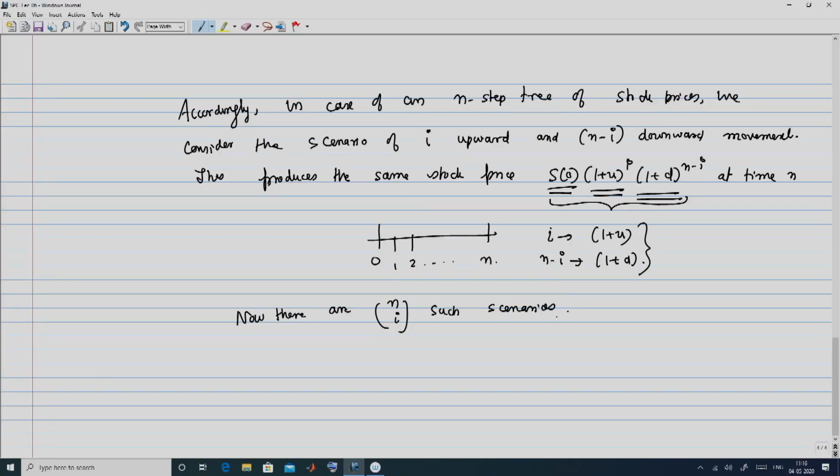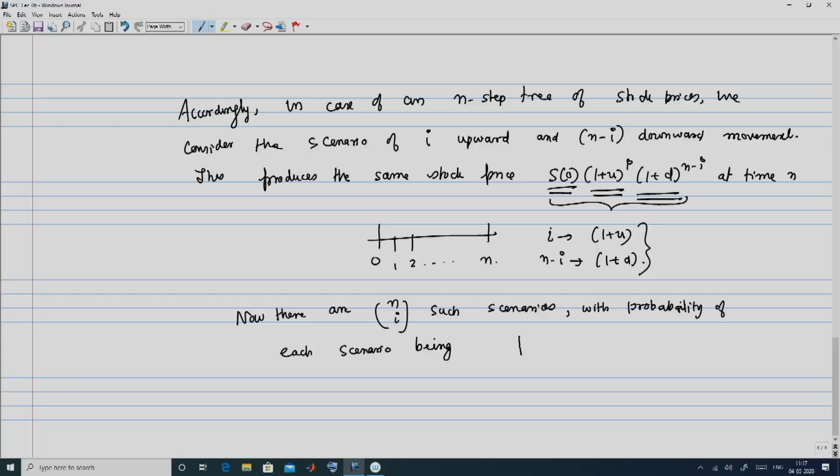And since there are n choose I such scenarios of I upward movement and n minus I downward movement, this means that it will have the probability of each scenario being. So, remember that the movement from one time step to another time step, whether it is an upward or a downward movement, they are all independent of each other. So, this means that the probability of I upward movement is going to be given by p raised to I, and the consequent n minus I downward movement will be given by 1 minus p raised to n minus I.